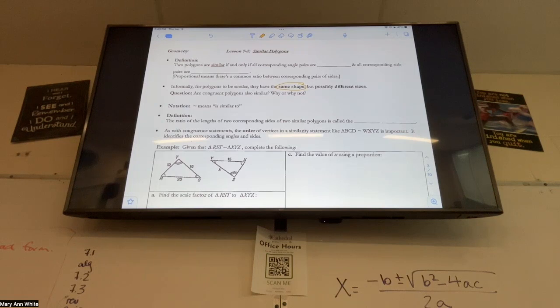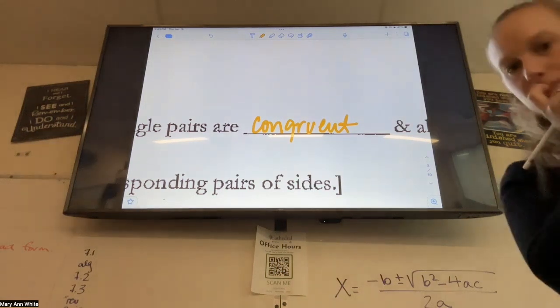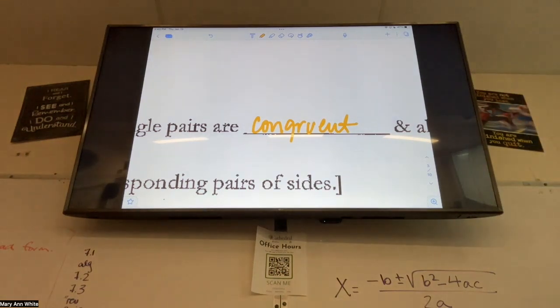All corresponding angle pairs must be congruent. That's what I was saying. Is that what you're saying? I was saying angle side. Okay, but I need all of the angles to be congruent.